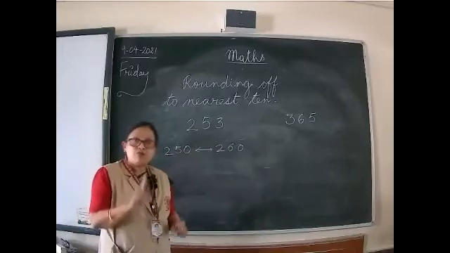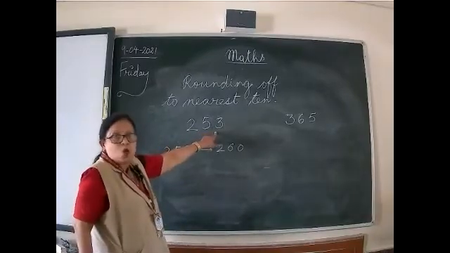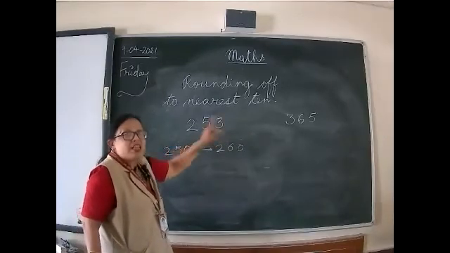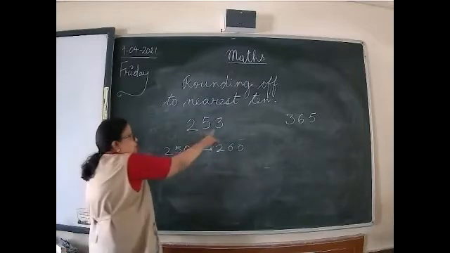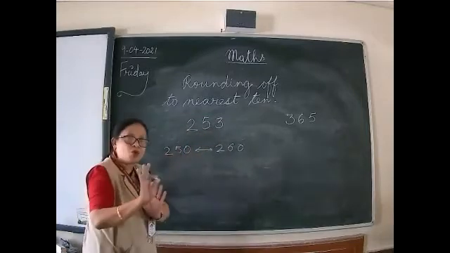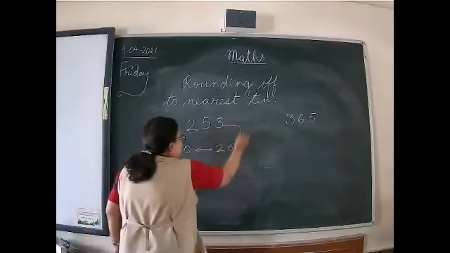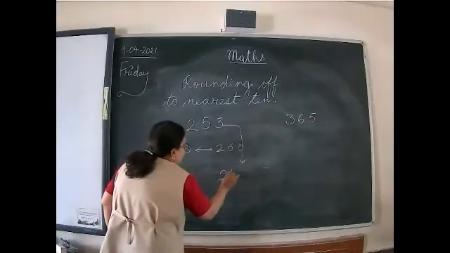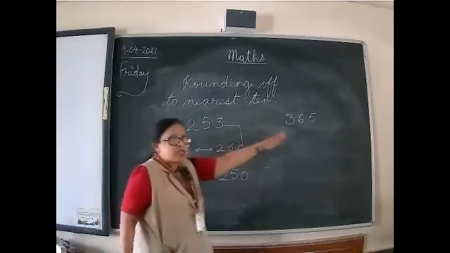So again, we have to round off to the nearest tens. So we will see the ones place. Ones place is 3. 3 is from the weak group. Very good. So weak group, it will not do anything. It will quietly move out and this will become 0. So it is rounded off to 250. Is it clear?